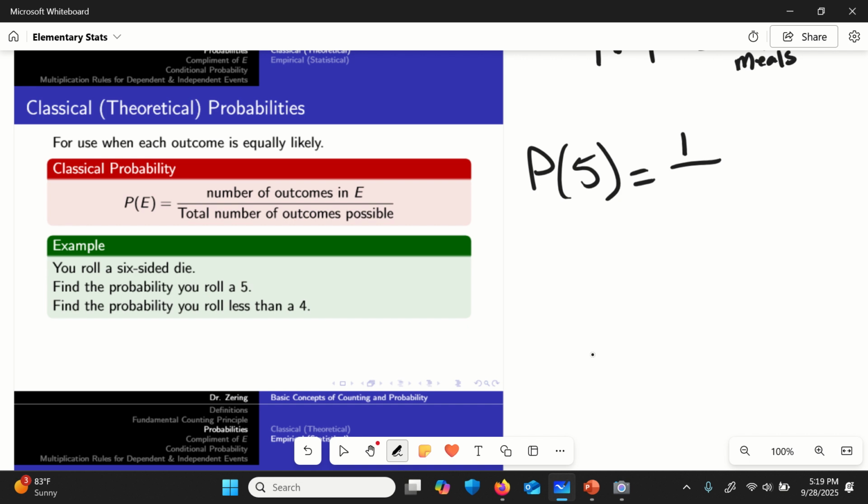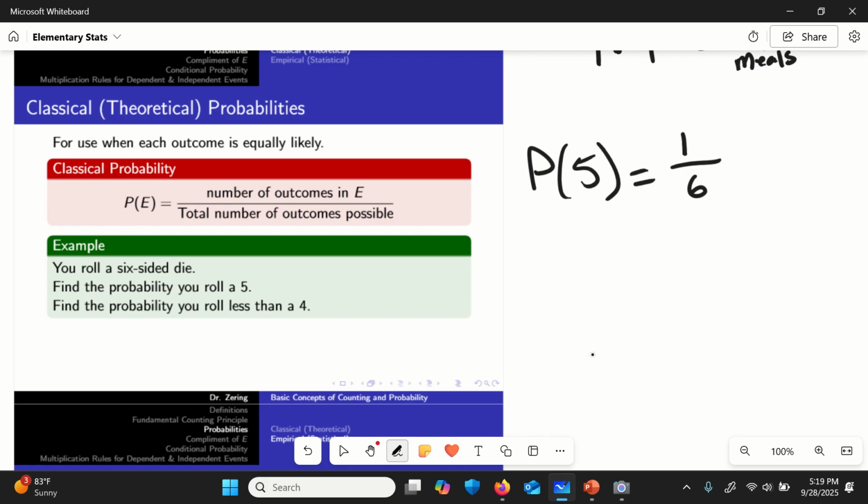So that's my numerator, the number of outcomes in E, just the 1. Total number of outcomes possible, well, I could roll a 1, a 2, a 3, a 4, a 5, or a 6. So there's 6 total number of outcomes possible. So we can say that the probability is 1/6.